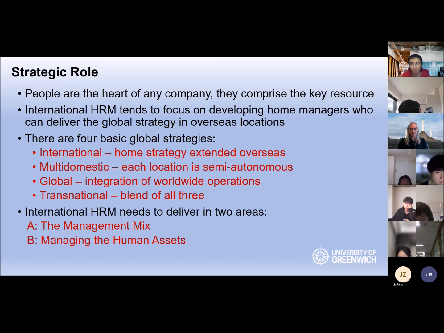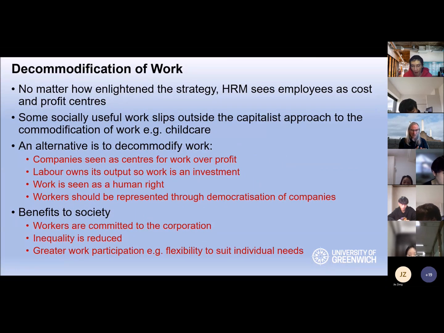Right, international human resource management then requires the company, or that department in the company, to think about the management mix. So how does it move its managers around the world? Does it just employ local managers, or does it just use home managers and send them overseas? Does it mix the two together? And also how that management then manages the human assets, the local workers. A couple of issues that we need to bear in mind that have come up. One of them is the idea about the decommodification of work.